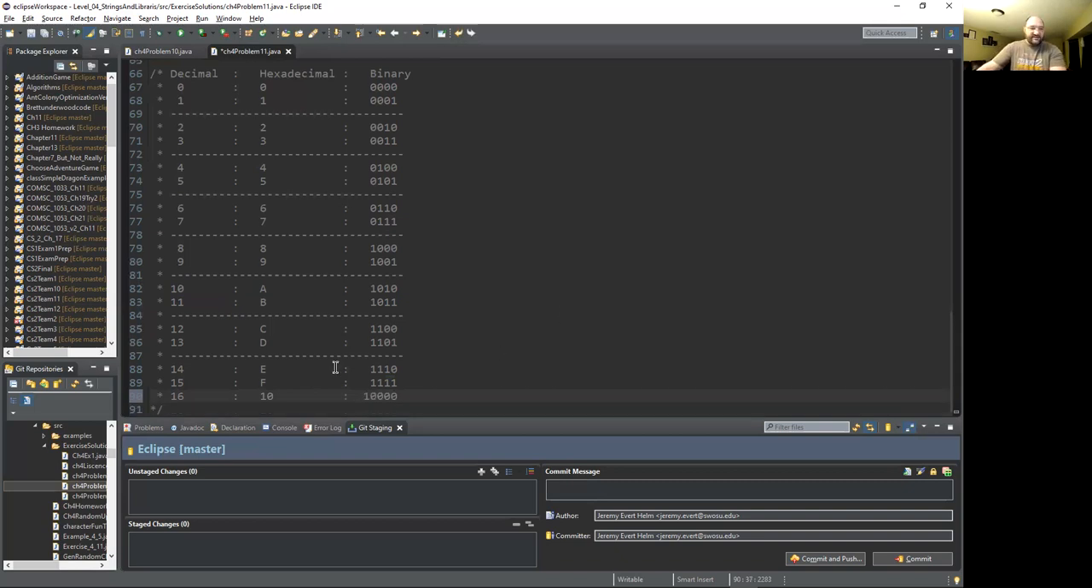So that's 16 in decimal, that lines up okay. 16 in decimal is going to be 10 in hexadecimal, which is 1 times 16 plus 0 plus 0 plus 0 plus 0, which is 16. So anyway, this is a table that walks you through where that goes.